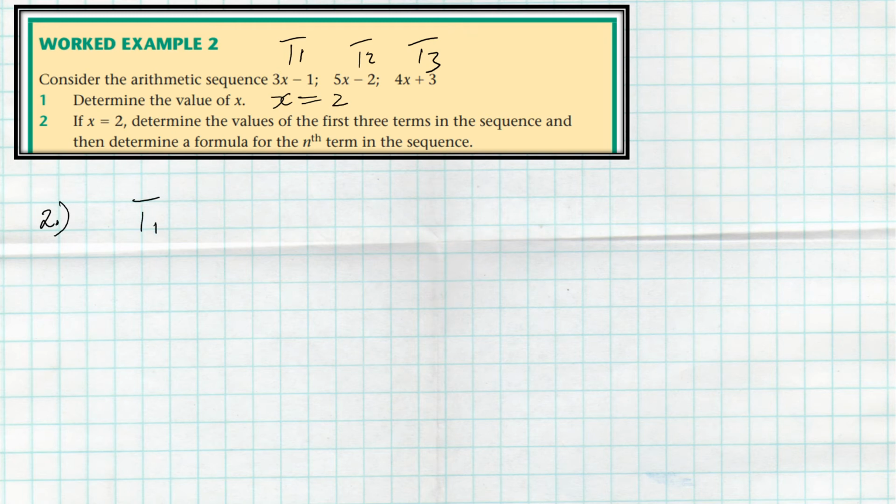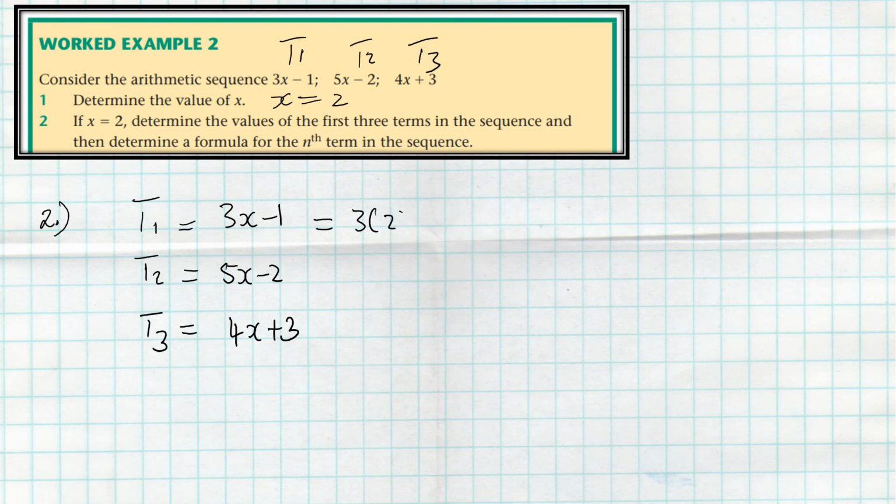Okay, we have term 1, term 2, and term 3. And these 3 terms are expressed in terms of x. Term 1 is 3x minus 1, term 2 is 5x minus 2, term 3 is 4x plus 3, right? If x equals 2, let's determine the first 3 terms. Where there is x, we're just going to substitute with 2, then we solve for our first term there. 3 times 2 is 6. 6 minus 1 is 5. So 5 is our first term.